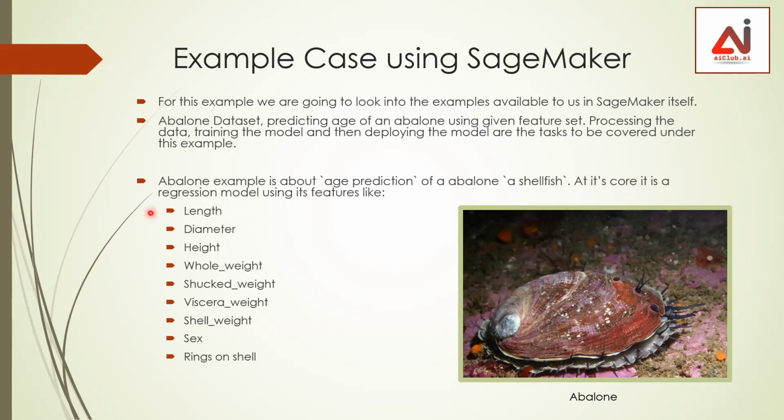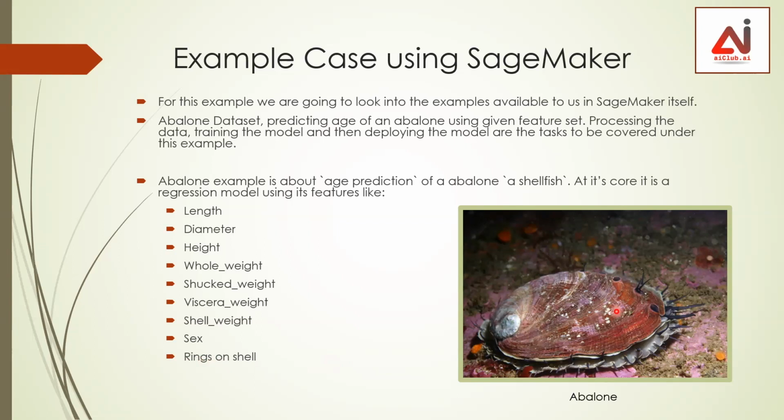At its core, it's a regression model using its features. The abalone dataset contains the length of the organism, the diameter of the shell, the height, the whole weight, the shucked weight, the weight of its meat, the viscera weight, the weight of the organism after the blood is drained, the shell weight, the sex, which may be male or female, and the number of rings on the shell.